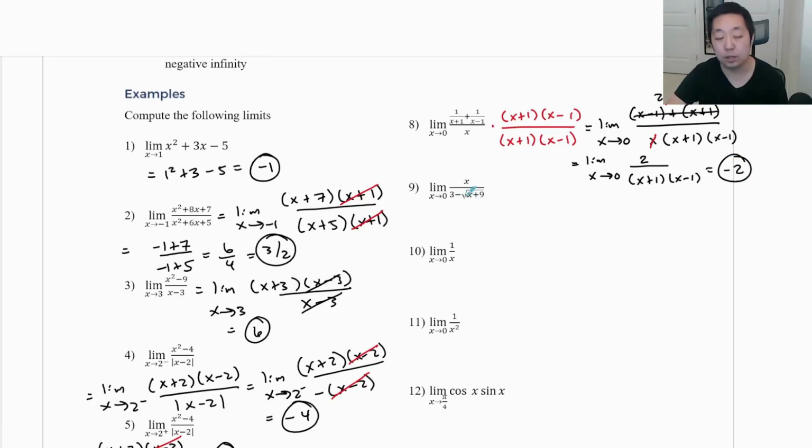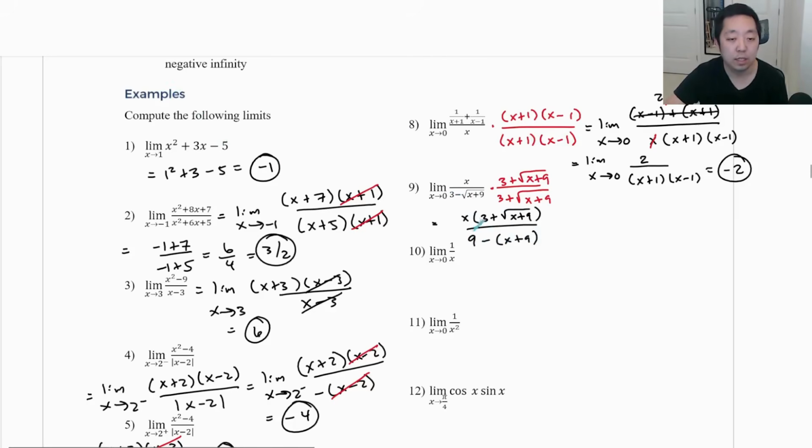How about this one? I'm going to get 0 over 0 again. But again, the trick is the denominator is the one that I have to do the conjugate from. Okay. So then I'm going to get x times 3 plus root x plus 9. And then the bottom will become 9 minus x plus 9, which is just negative x. So then the 9 minus 9 will cancel. I get negative x. That will cancel with that. And then I can plug in 0. So it's going to be 3 plus root 9 over negative 1. And then that's just negative 6.